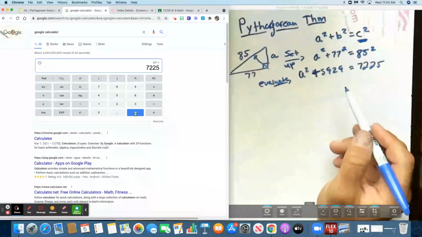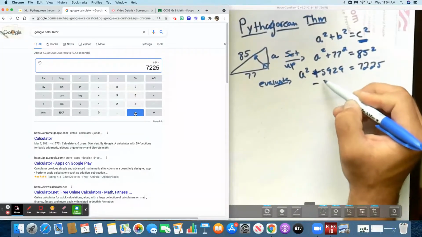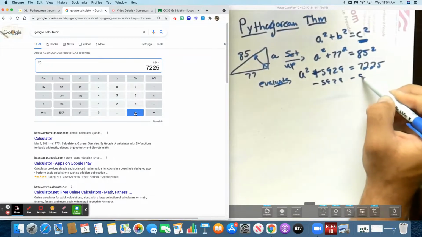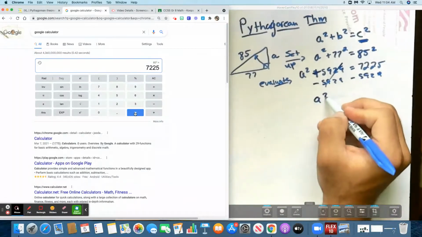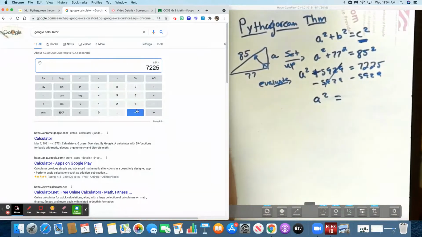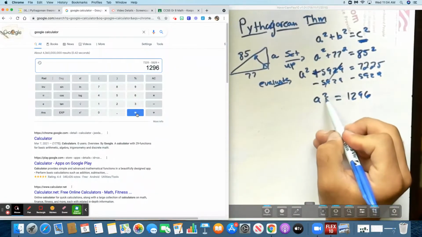And the nice thing about Pythagorean theorem, the solving is always the same. Subtract this number over here, 5929. That cancels, and we get a squared equals 7225 minus 5929. I don't expect you to do that in your head. Let's use the calculator. We developed these tools for a reason. There you go. And that's going to be 1296, okay? So 1296.